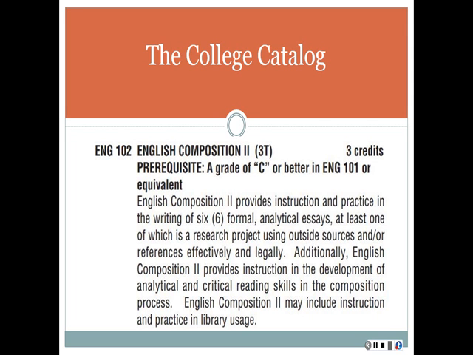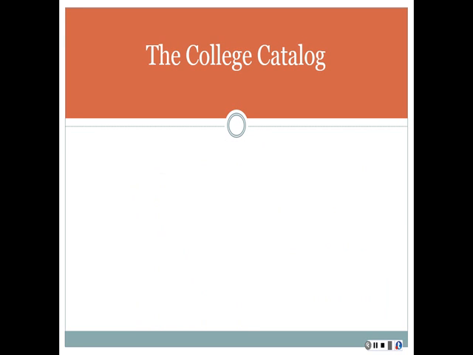So we're looking at English 102 here, things that you want to be aware of when you're looking at college classes. This one has 3 credits, and there is a prerequisite, a grade of a C or better in English 101 or the equivalent. And then there's some description down here. Provides instruction, writing of 6 formal analytical essays. 1 has to be a research. So in the college catalog, under each of the classes, you're going to find this kind of information, which is important when you're choosing classes.